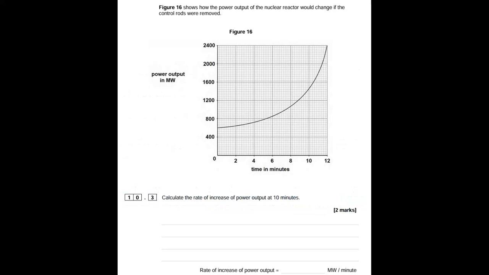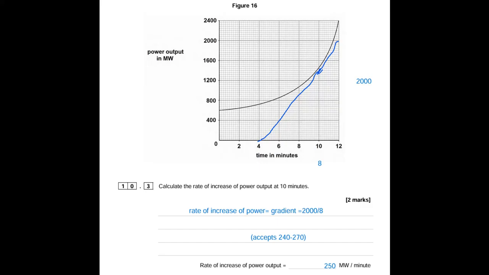Next up, we're given a graph of the power output against time if the control rods were completely removed from the nuclear reactor, and we're expected to calculate the rate of increase of power output at 10 minutes. Now, to calculate the rate of increase of power at 10 minutes, you're going to want the gradient at 10 minutes, and you can do this by drawing a tangent, with the gradient being the change in y over the change in x. Now, the change in y is 2000, and the change in x is 8, which leads to a rate of increase of power output of 215 megawatts per minute, with them accepting anything within a range of 240 to 270. So don't worry if you've got something slightly different.